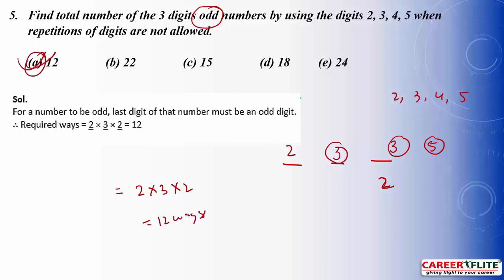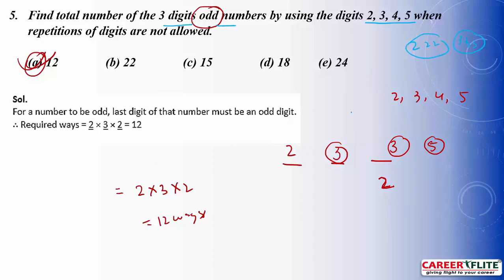What is given in the question is that we have to find a 3 digit odd number using 2, 3, 4, 5 when repetition of digits is not allowed. So the number can't be 2, 2, 2 or 3, 3, 3 because in this case repetition is allowed. So we have 4 digits, and we must find a 3 digit odd number.